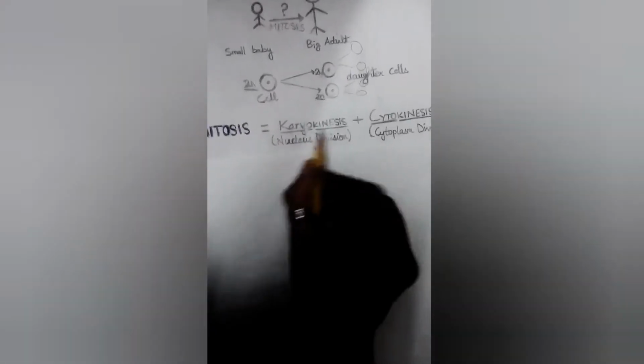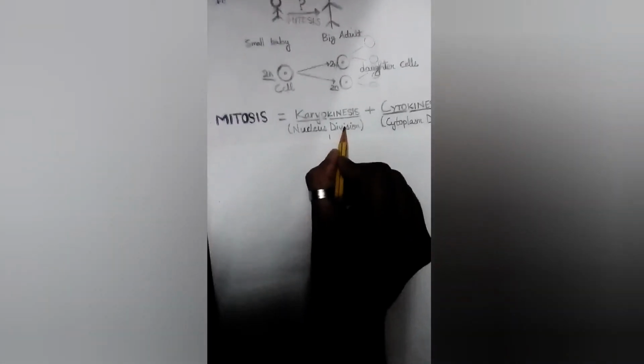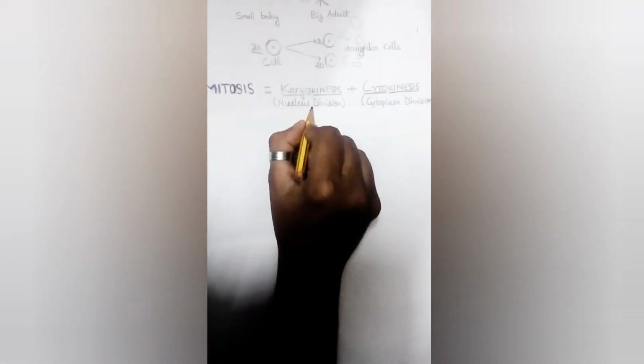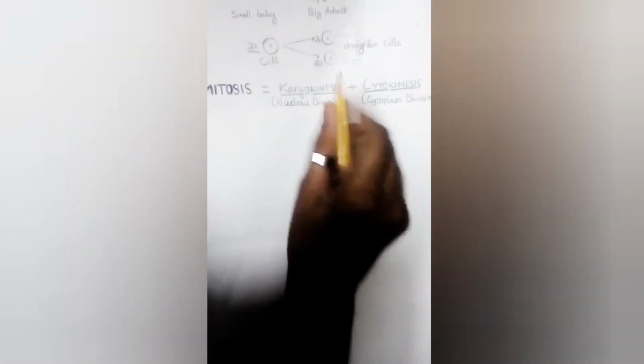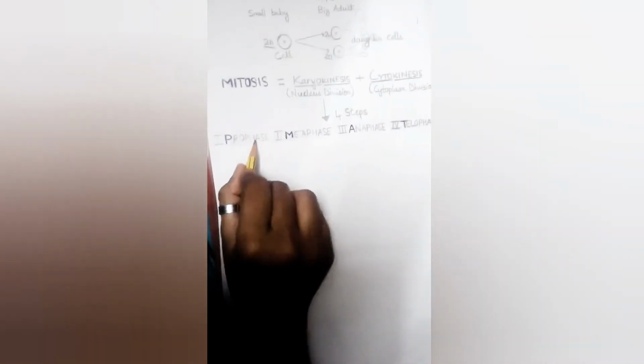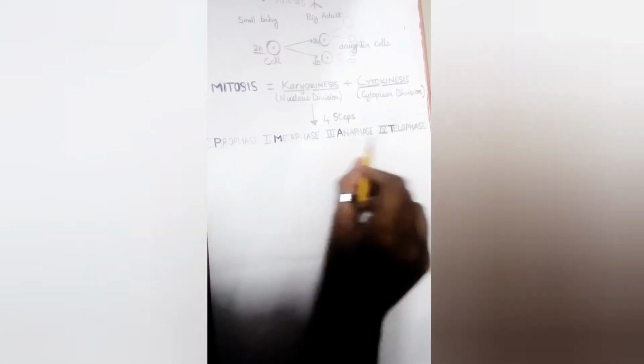Mitosis takes place in two steps: karyokinesis and cytokinesis. Karyo means nucleus, kinesis means division. So mitosis is nuclear division followed by cytokinesis, which is cytoplasmic division. Now we'll see karyokinesis first. In karyokinesis, further 4 steps take place. That is prophase, metaphase, anaphase and telophase.